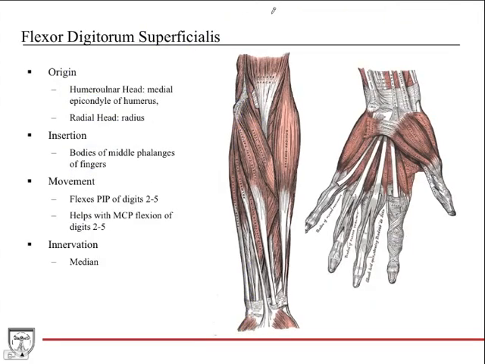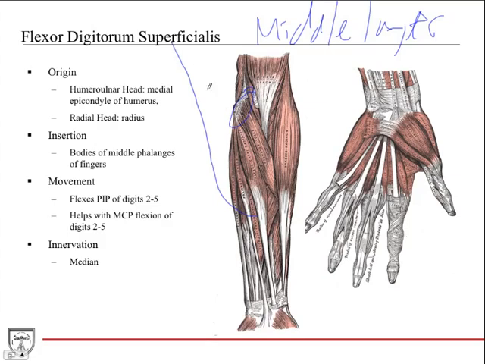So this is Flexor Digitorum Superficialis, which is now we're in the middle layer, okay? And it's the one and only muscle of the middle layer. So it also has two heads. It has a humeral ulnar head, which attaches here on this medial epicondyle. And so we'll show it down here.